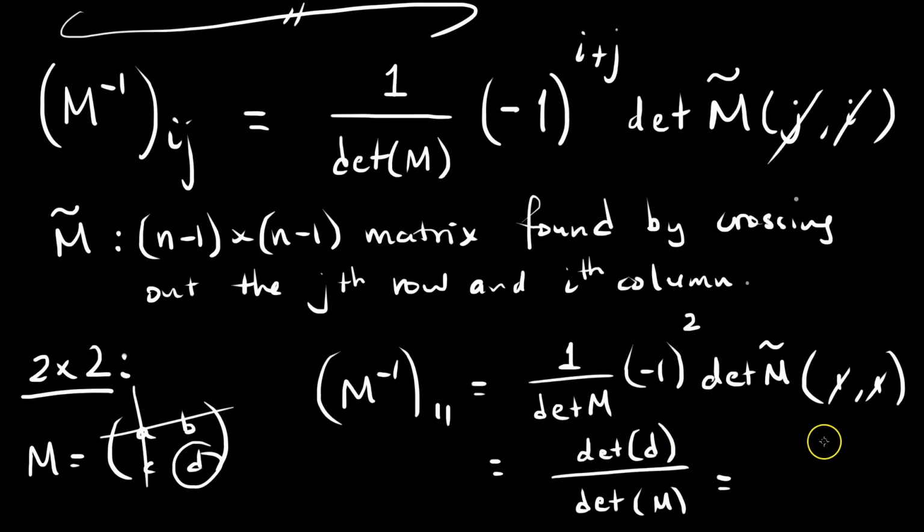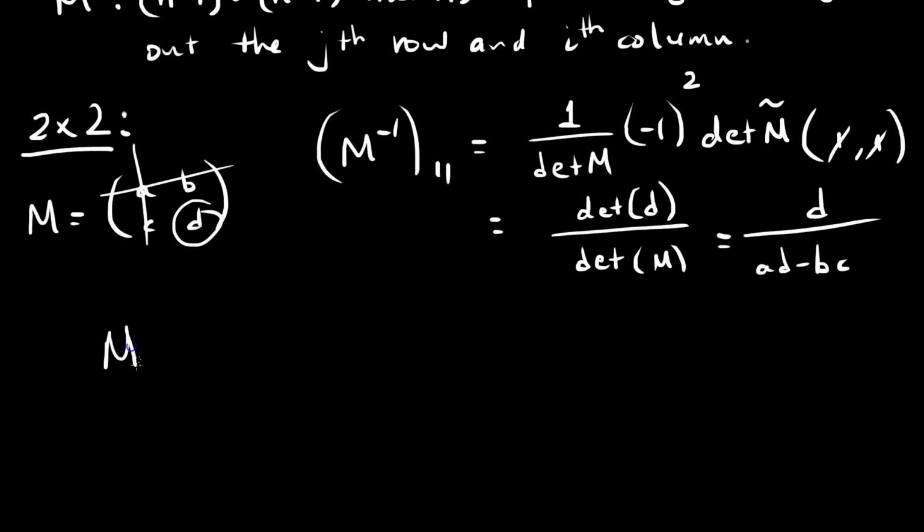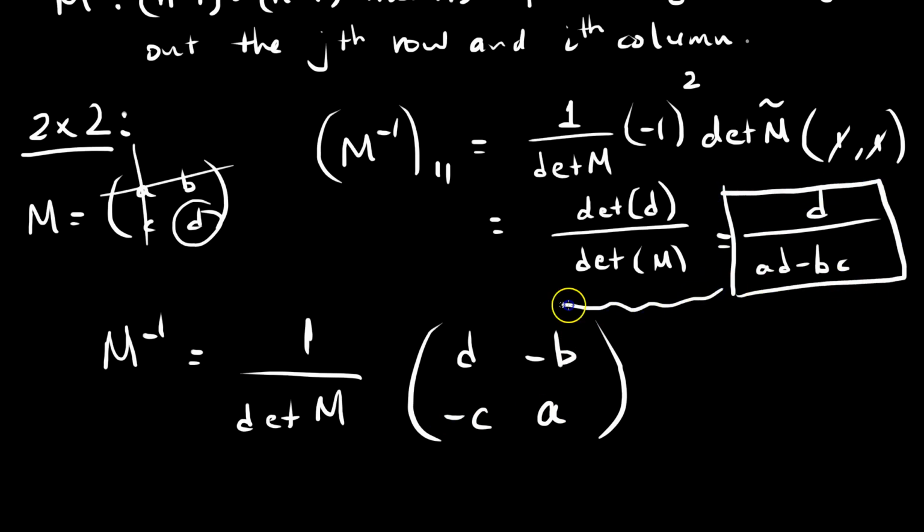And the determinant of a number is just that number, so this is going to be D over AD minus BC. And if you recall, the inverse for a 2x2 matrix is nothing more than 1 over the determinant of M times the matrix D, negative B, negative C, A. So this is indeed correct. This corresponds to that element right there with the appropriate coefficient.